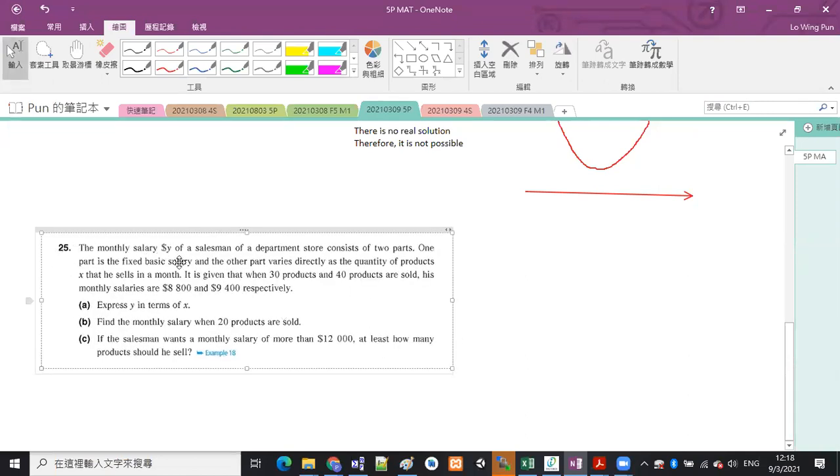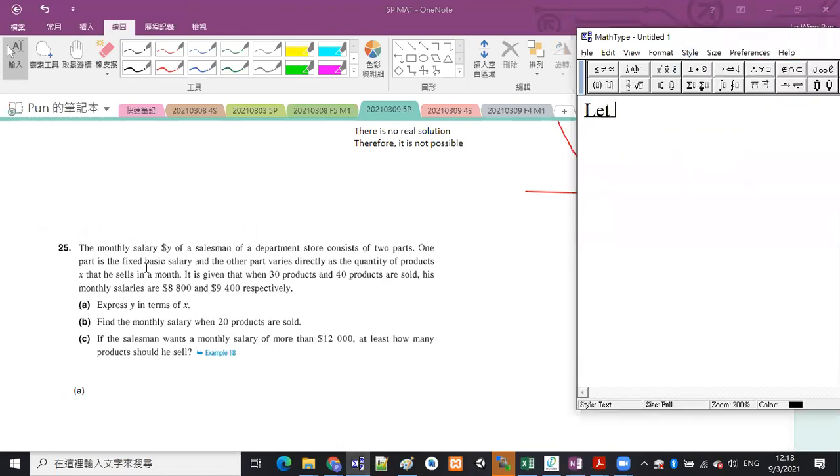The monthly salary $Y of a salesman of a department store consists of 2 parts. We see the word 2 parts again, so stay alert. Actually, the easiest questions to do are these partly questions, rather than the percentage change questions we don't like. Y consists of 2 parts, so we let Y be the subject. And we have 2 parts. One part is the fixed basic salary, and the other part varies directly as the quantity of products X that it sells in a month.